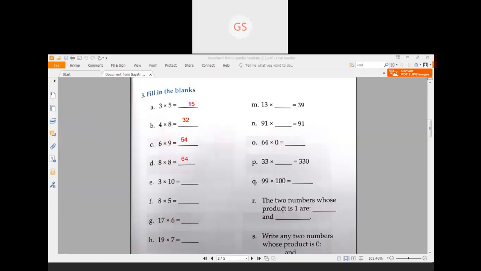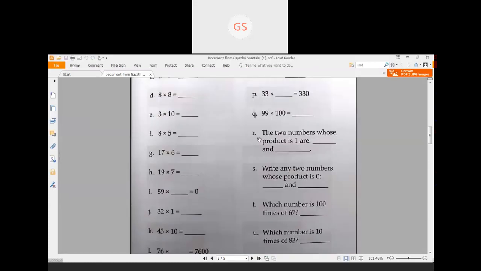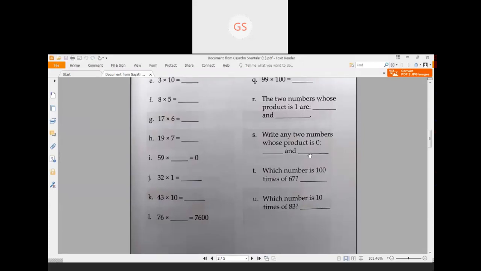Let's see this. Okay. Now, this one. The two numbers whose product is 1 are. If you multiply two numbers, the product is 1. So, then what will be the numbers? 1 and 1, very good. Mahati and Guru Prasad, very good children. It is 1 and 1. When you multiply 1 and 1, you will get 1 as the product. Okay, next one.